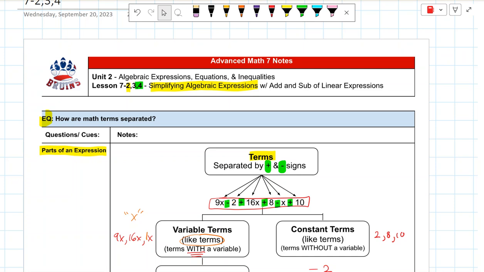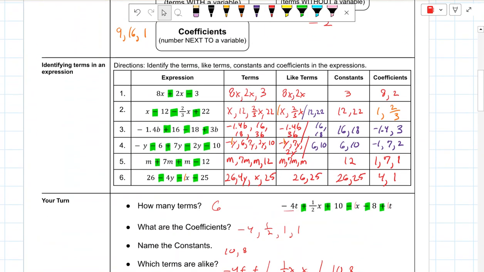Welcome back to part 2 of lesson 7-234. We just completed looking at simplifying algebraic expressions, and these are the notes that we took together.